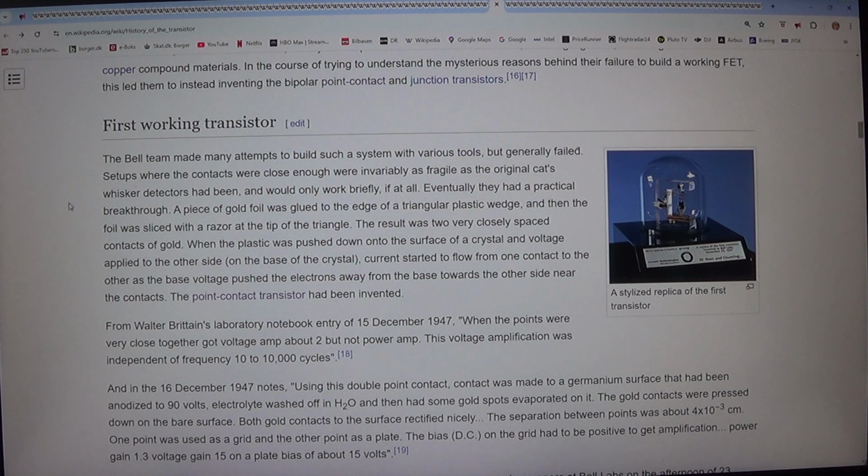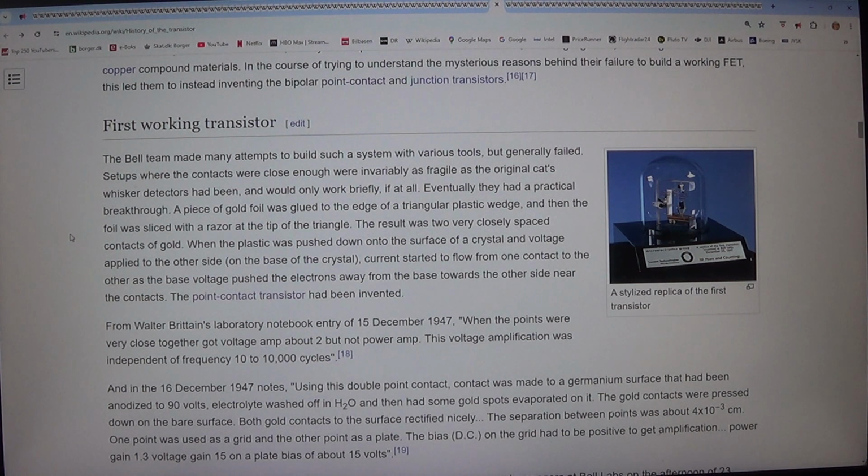A piece of gold foil was glued to the edge of a triangular plastic wedge, and then the foil was sliced with a razor at the tip of the triangle. The result was two very closely spaced contacts of gold. When the plastic was pushed down onto the surface of a crystal and voltage applied to the other side, on the base of the crystal, current started to flow from one contact to the other as the base voltage pushed the electrons away from the base towards the other side near the contacts.